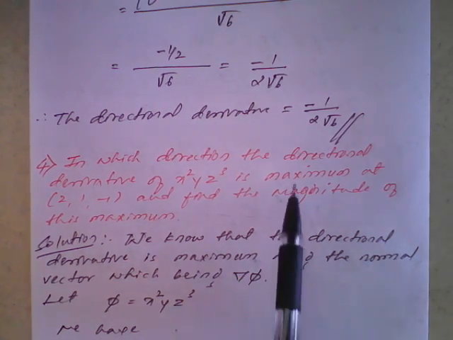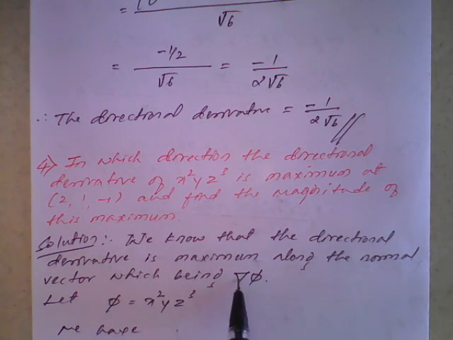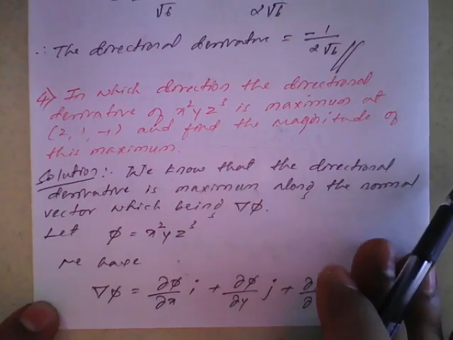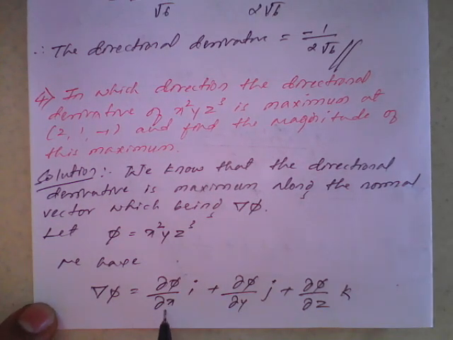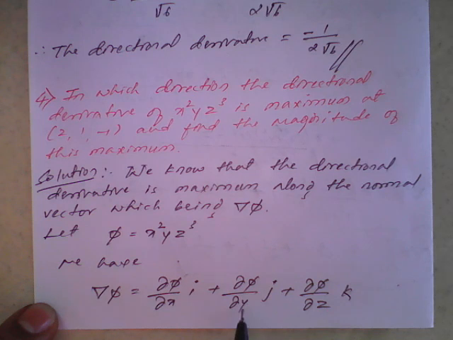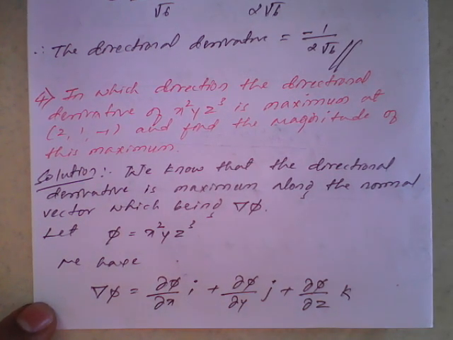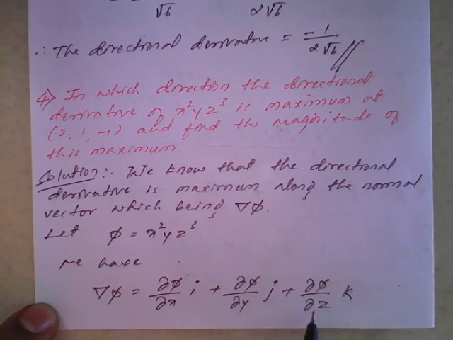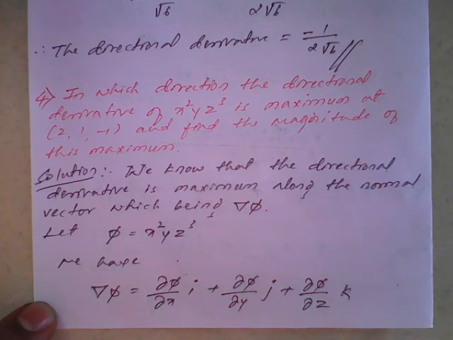So when it is maximum, del phi is the maximum. So we need to find del phi. What is del phi? Del phi is dou phi by dou x i plus dou phi by dou y j plus dou phi by dou z k. So now we'll calculate this using this phi. We'll calculate the first term partial derivative, second term partial derivative, third term partial derivative.